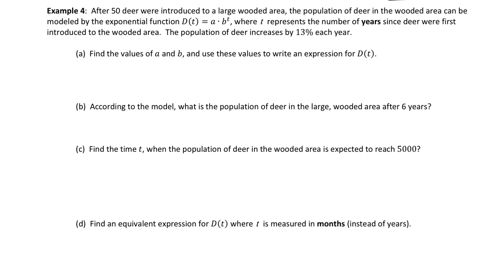Let's start with the easy one. What's the initial value? 50. There were 50 deer introduced at time 0. So we know A is equal to 50. Did it give us any information about the base or the rate? 13%. Now, what does that mean? That's a great question. We are increasing by 13% each year. Bless you. What does it mean? What kind of number do I use to show an increase of 13% each year?